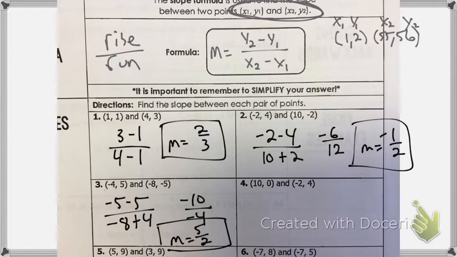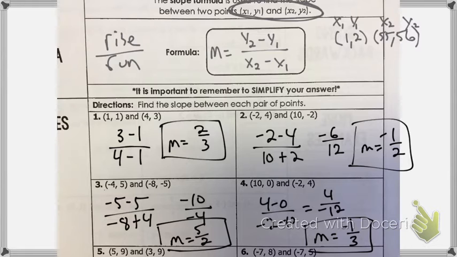One more before I set you free to try some. You ready? So from 0 up to 4, and from 10 all the way down to negative 2, and I get 4 over negative 12 for a slope of negative 1/3.